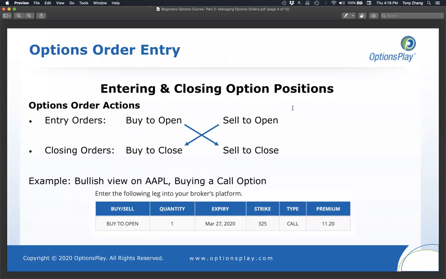First and foremost, when we're talking about options order entry, the first thing you need to know is that there's a difference between entering and closing a position. Entering and closing a position, I think, is fairly self-explanatory for most users. You're putting in an entry order if it's a position that you currently do not already have. And a closing order is to simply close out a position that you currently already are in.